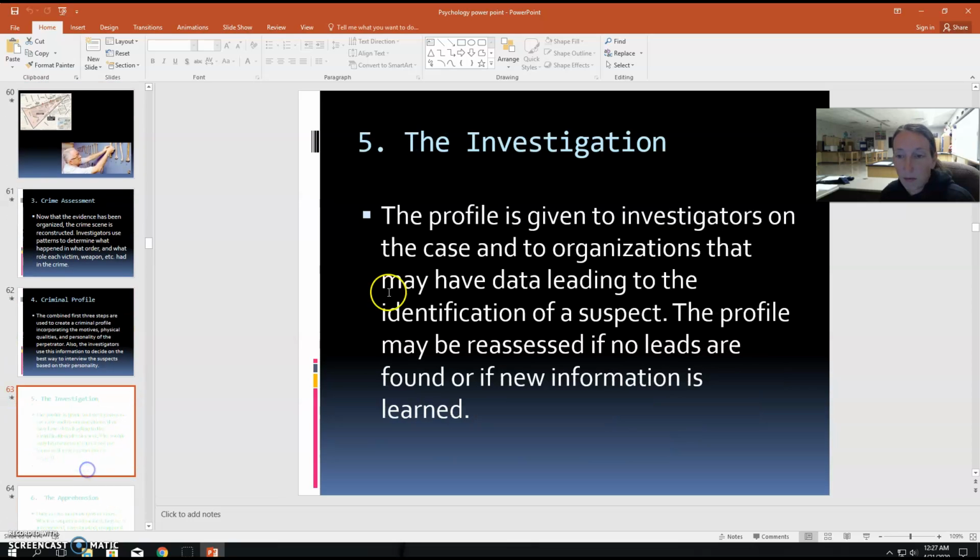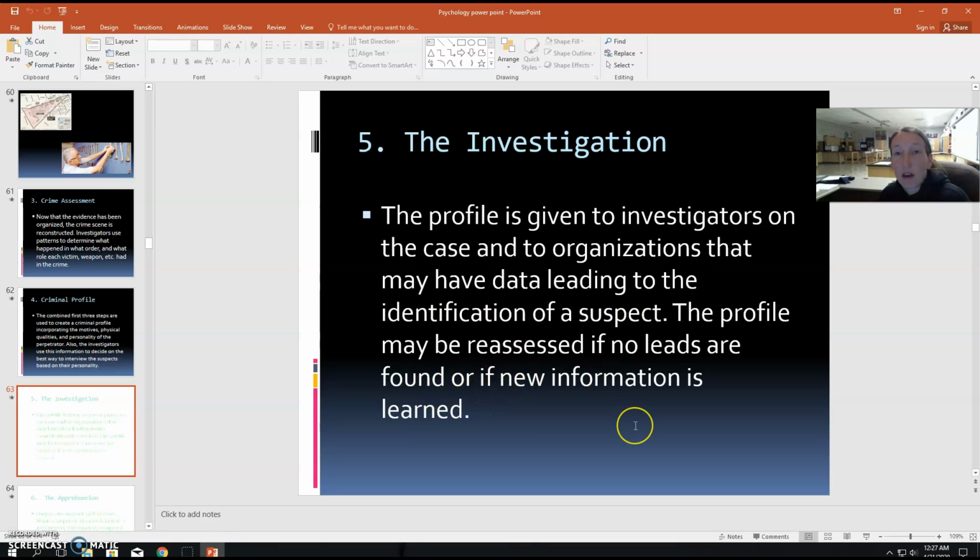Okay, let's go to step 5. This is the actual investigation. So once you deliver a profile, you give it out to all the police officers, and you see that in the video clip. Deliver it out, and then off they go. It might be to the police force, it might just be to your own FBI investigative team, or heck, it could be to the entire nation, the world. But this is the profile given to the investigators on the case and to organizations that may have data leading to the identification of a suspect. The profile may be reassessed if no leads are found and new information is learned.